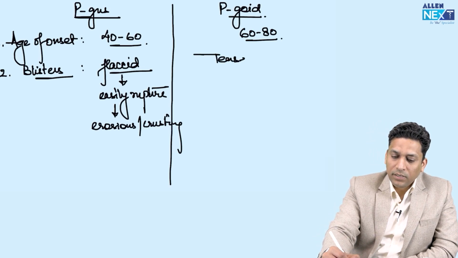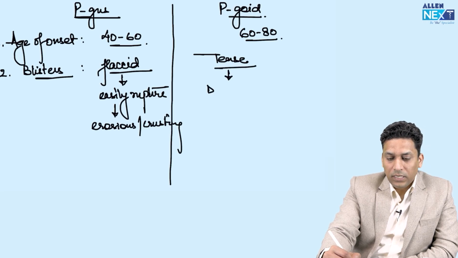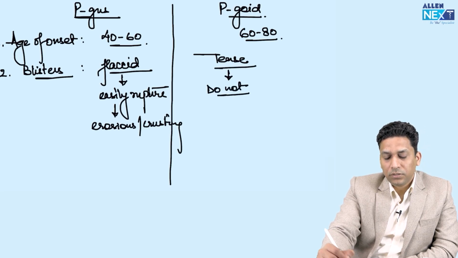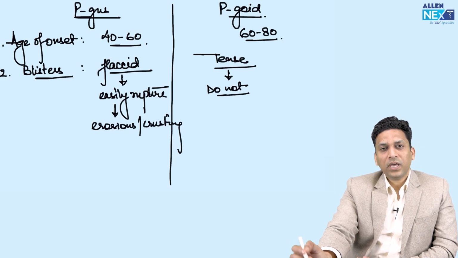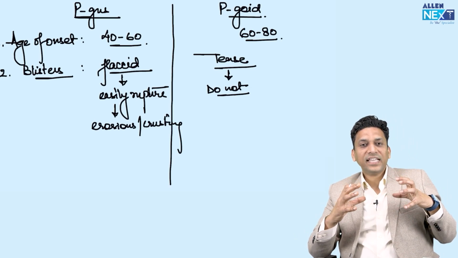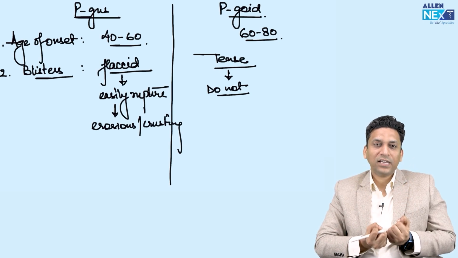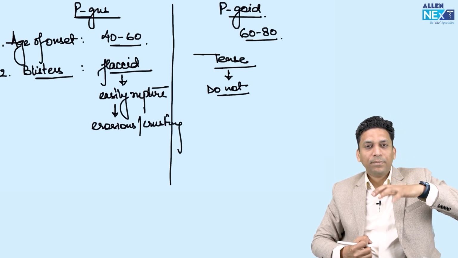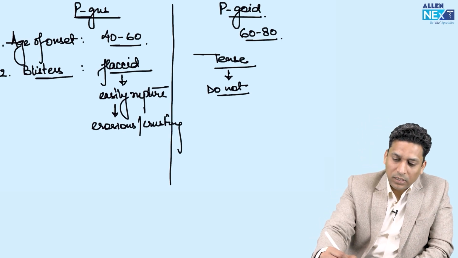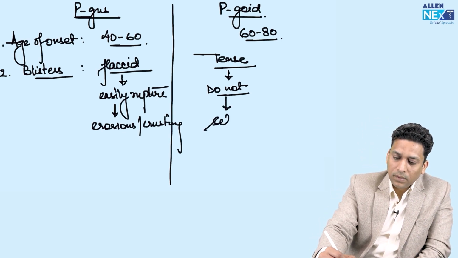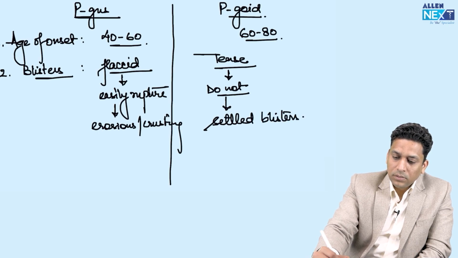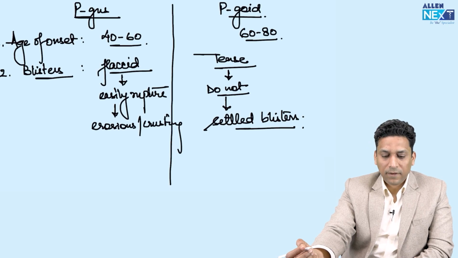pemphigoid the blisters are tense, they do not easily rupture. And when they do not easily rupture, what happens to them? They keep on increasing in size and they become very big. And with time, this fluid gets reabsorbed back into the skin, and the overlying epidermis gradually settles down, leading to settled blisters. So settling down of the blisters is seen.